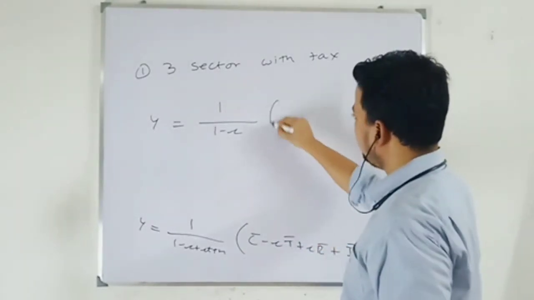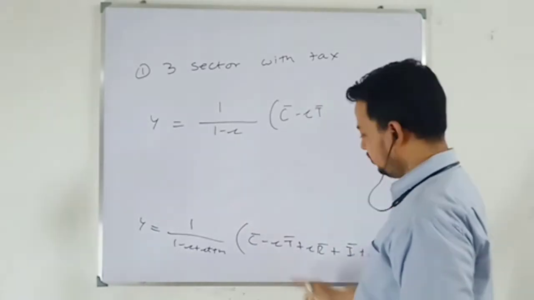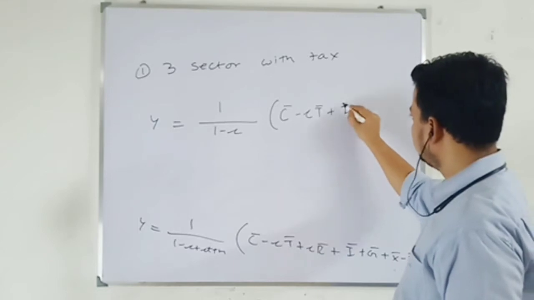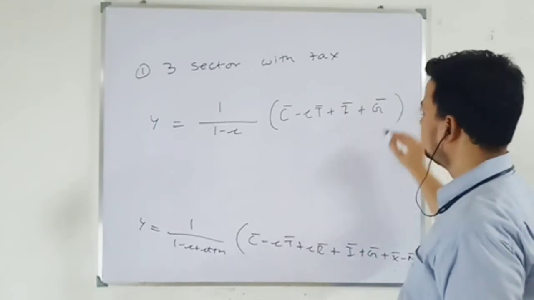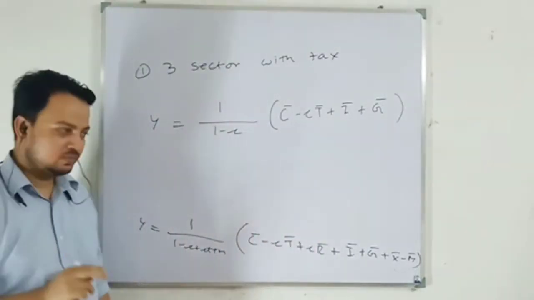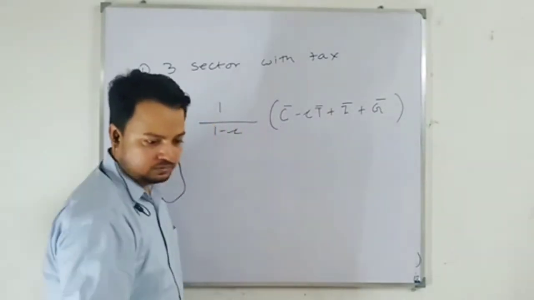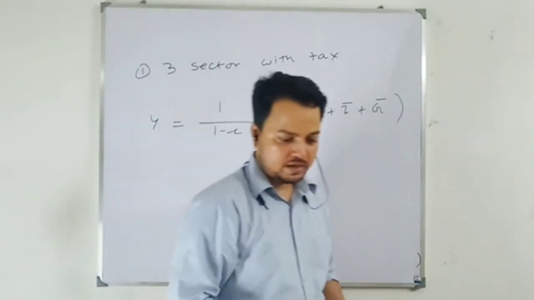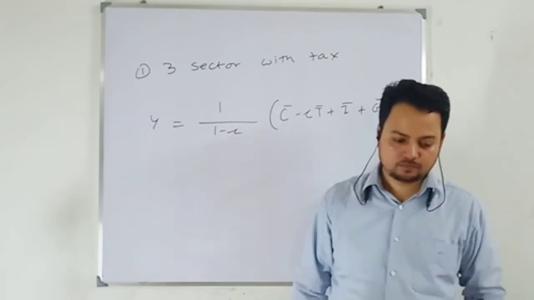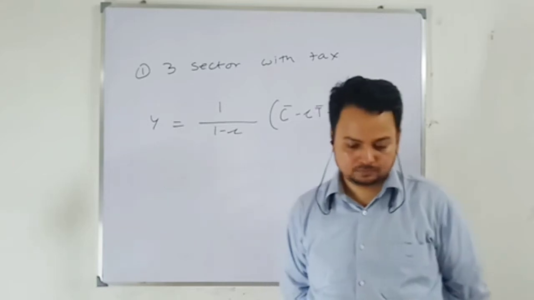Then what are the autonomous components you will have? C bar minus small c T bar. Look at this, R I have taken 0. You will be having I bar plus G bar. So this is the way to remember it. So write down this equation.